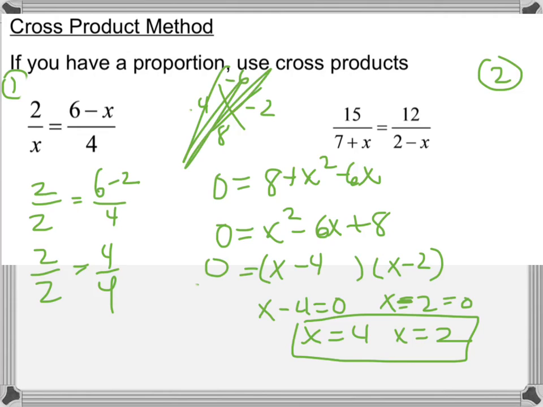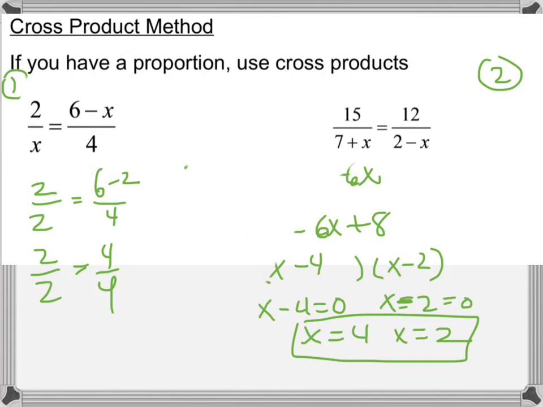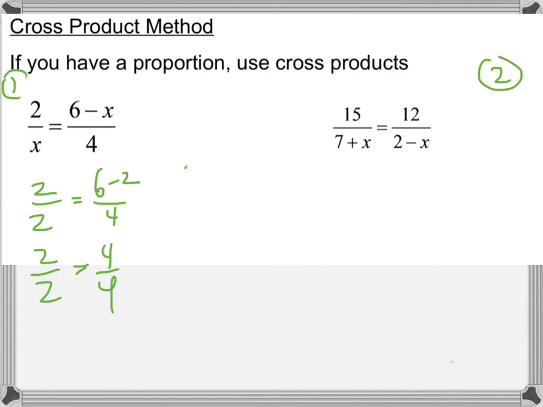I have to erase this now to be able to do the next problem. And not every equation with algebraic fractions is going to have two answers, but this one did. So this was x is 4 and 2.